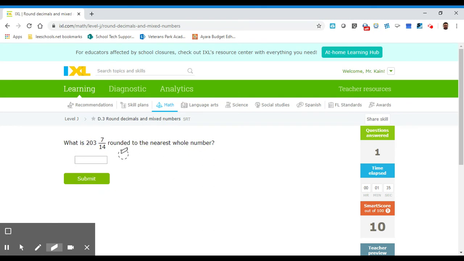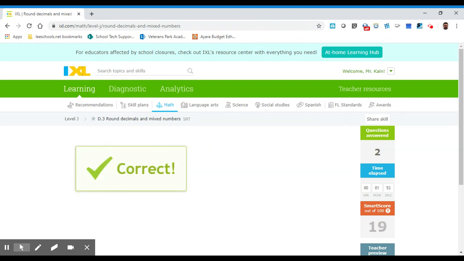Okay, in a similar way, nearest whole number, notice 7/14 simplifies to a half. 7 is a half of 14. So since this is the halfway mark, we're going to bump this number up to a 4. It rounds up to the nearest whole number, meaning it's going to be 204.